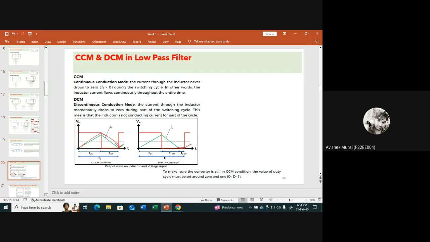If you derive the equations for discontinuous mode, then we have to consider this second interval of time also. In that time the inductor current will be zero. Since in this course we discuss the CCM, we will focus on the CCM only.